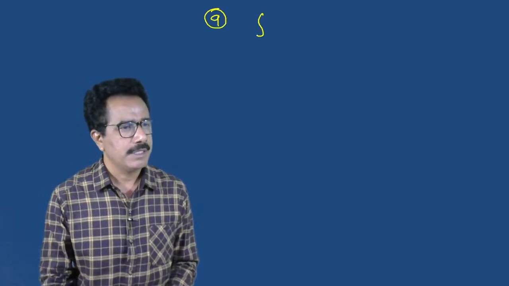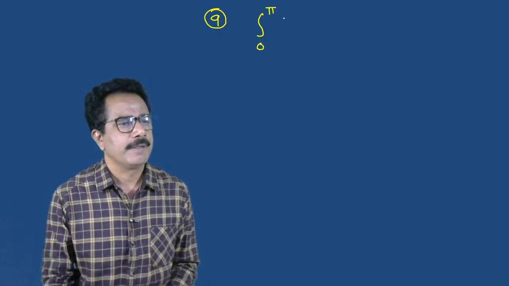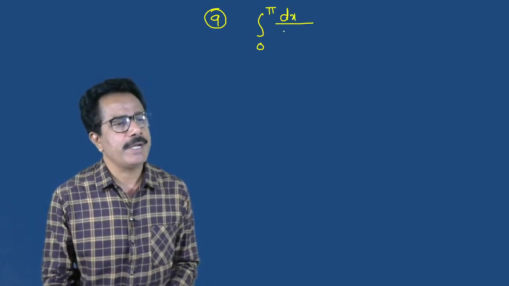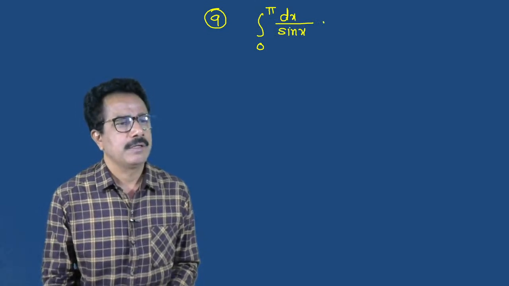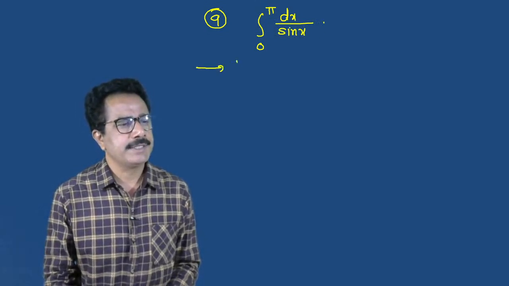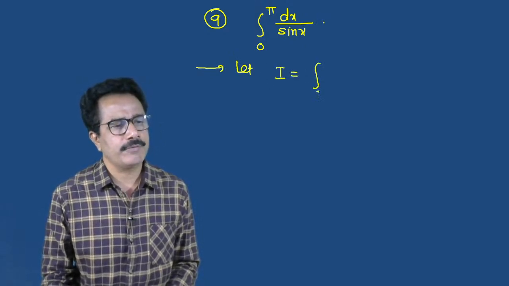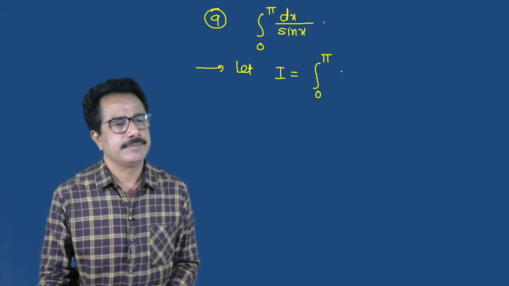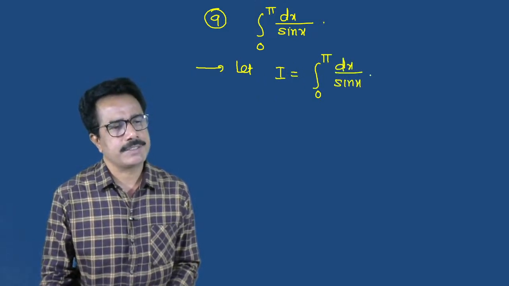Integral from 0 to 9. Integral from 0 to pi dx divided by sin x. So let I be equal to the integral from 0 to pi dx divided by sin x.